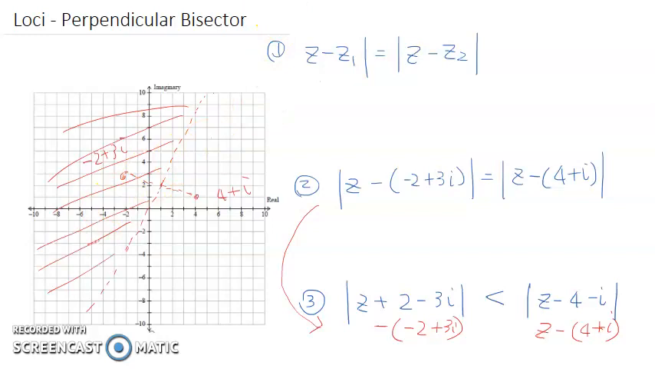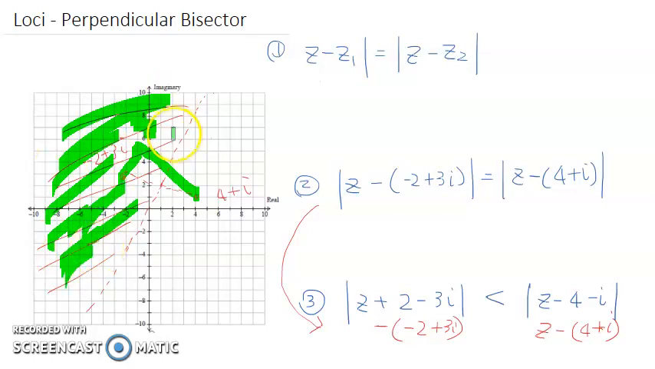If you feel like, why is it like that? If I choose any point that is here, just think about the distance from negative 2 plus 3i and the distance of this z to 4 plus i. That fulfills this condition here: the distance is shorter than the distance from 4 plus i to z. Therefore, we need to shade all the left-hand side of the perpendicular bisector. And because this does not have the equal sign, we cannot have a solid line. We must have this dotted line.